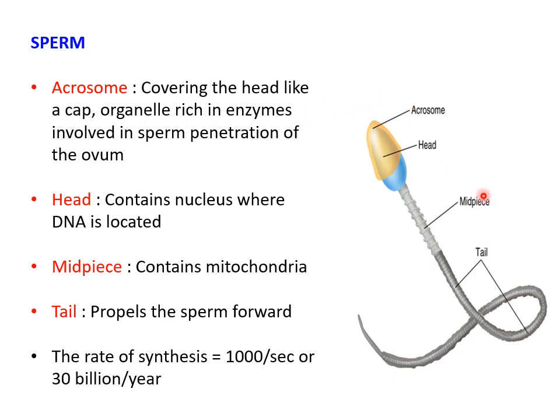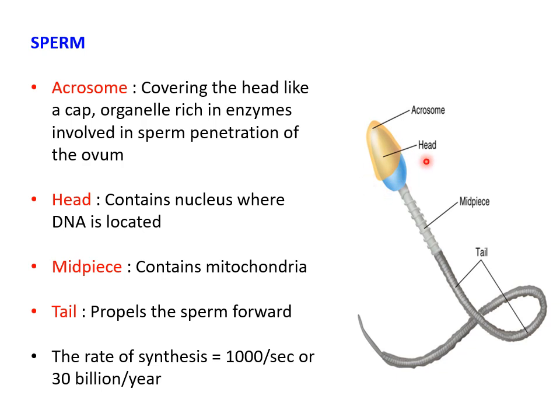Now we look at the individual sperm. Sperm has an acrosome which covers the head like a cap. It is an organelle which is rich in enzymes, which is very important in the sperm penetration of the ovum during fertilization.